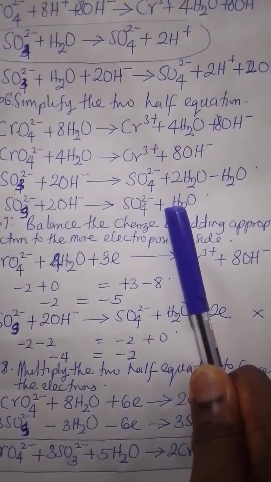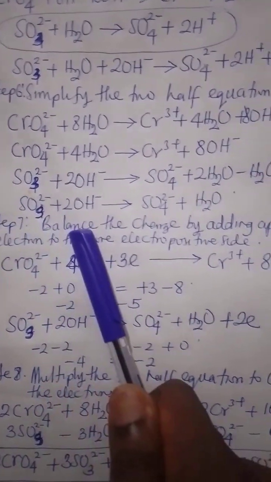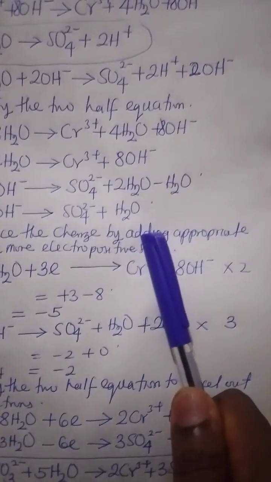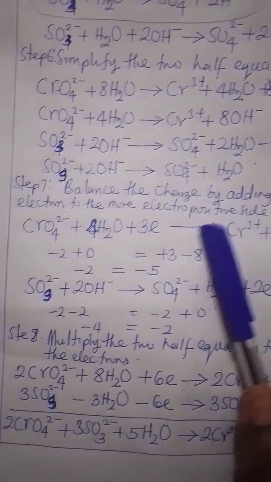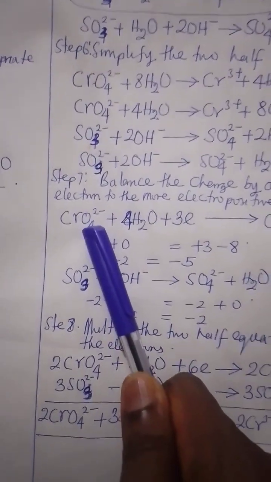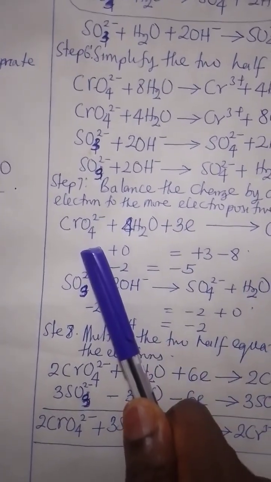I would like you to listen carefully. Step number 7, balance the charge by adding appropriate electron to the more electropositive side. And so here, the charge here is minus 2. You can see minus 2 there.